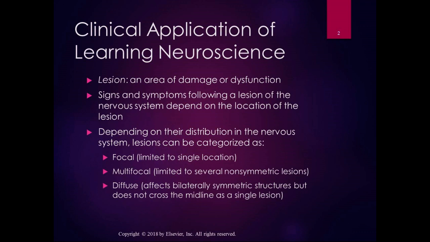Why do we need to know this? What information is it going to give us? So first we're going to define some terms, but for therapists the main purpose in studying the nervous system is to understand the effects of a nervous system lesion. So the lesion is an area of damage or dysfunction. Signs and symptoms following a lesion of the nervous system depend on the location of the lesion. So a lot of times the signs and symptoms will help you to locate the lesion.